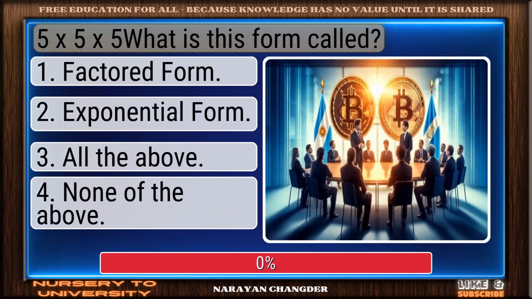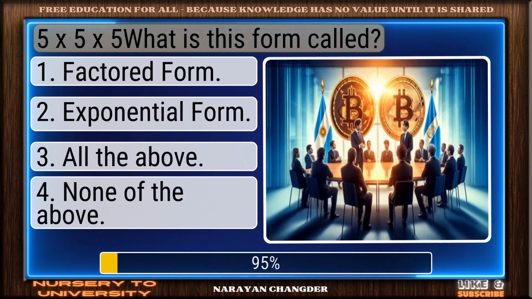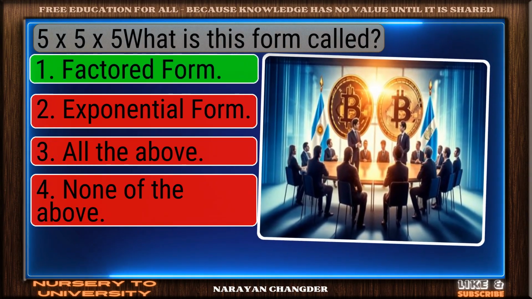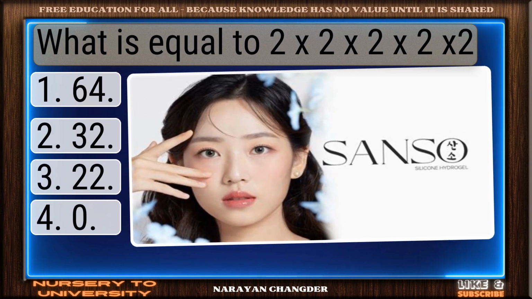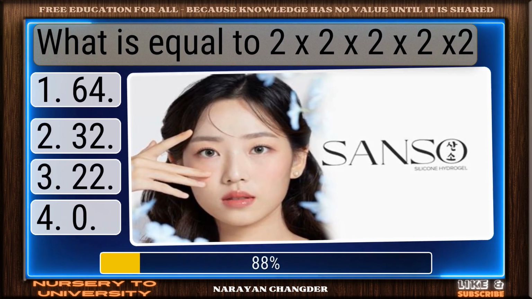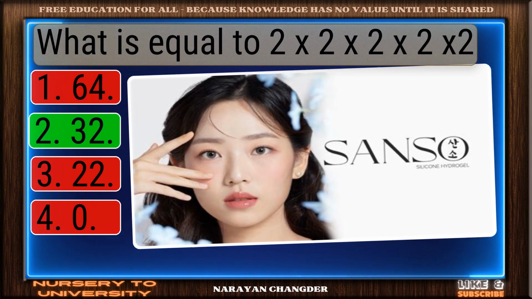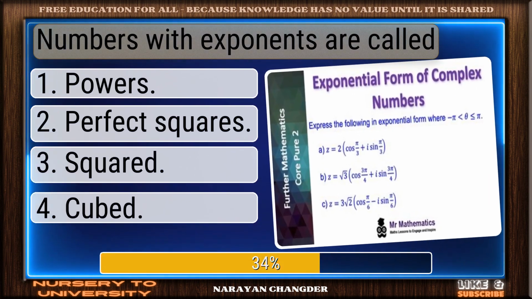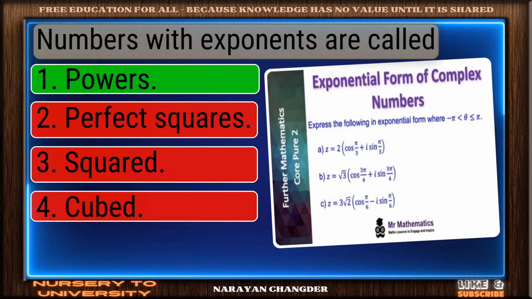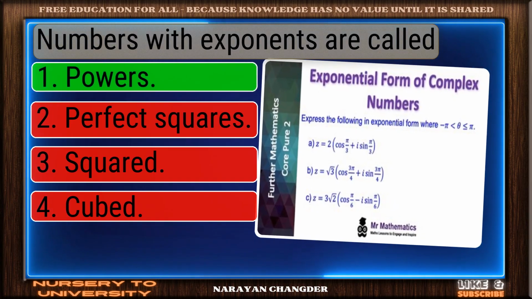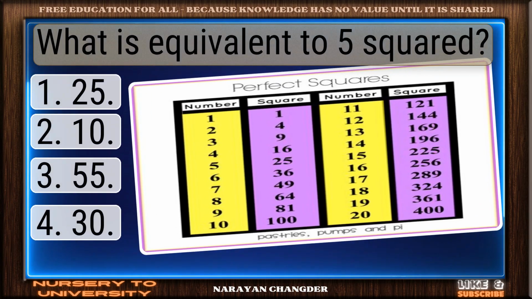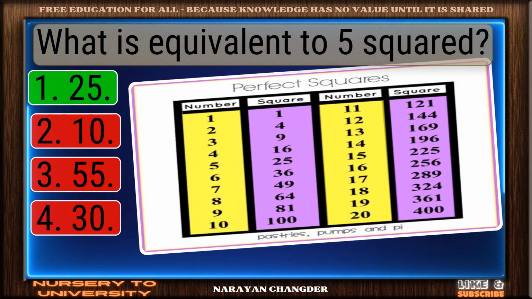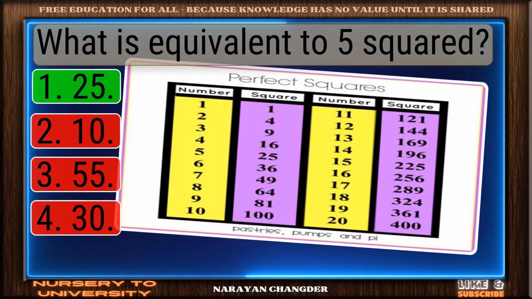What is this form called? Excellent. Factored form is a brilliant choice. What is equal to 2 times 2 times 2 times 2 times 2? Smart pick. 32 is the correct choice. Numbers with exponents are called... Good job. Your answer, powers, works well here. What is equivalent to 5 squared? You got it. Your choice, 25, is right.